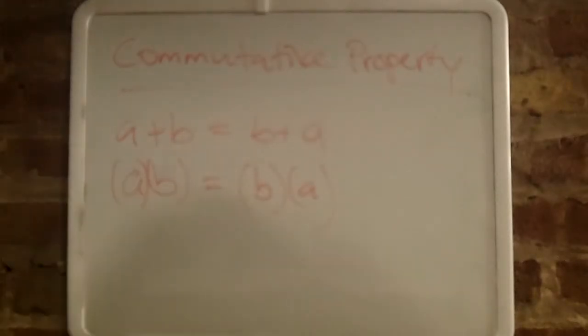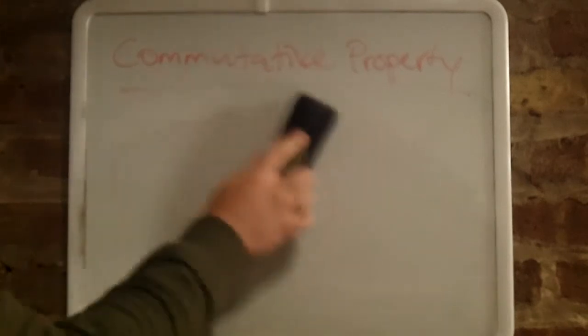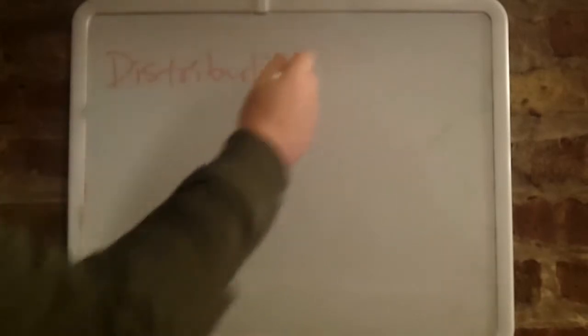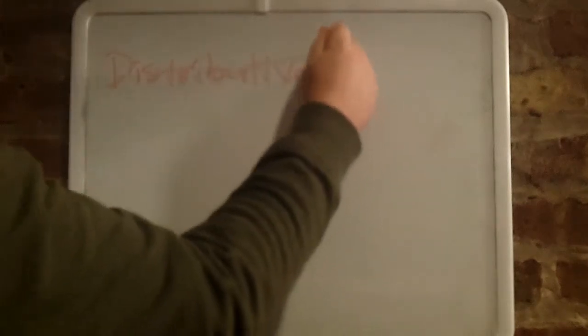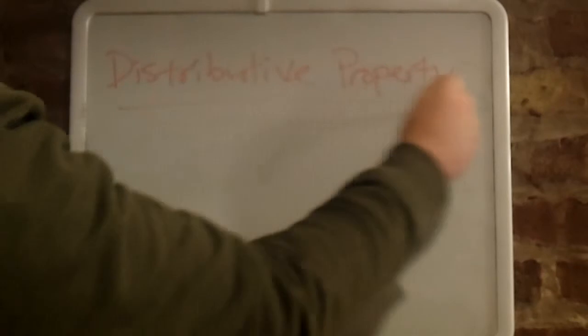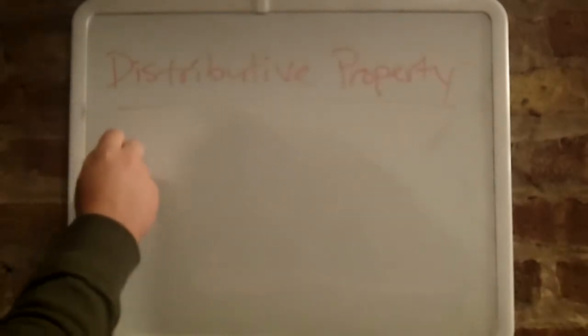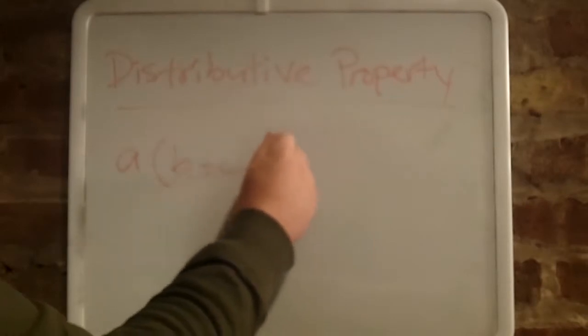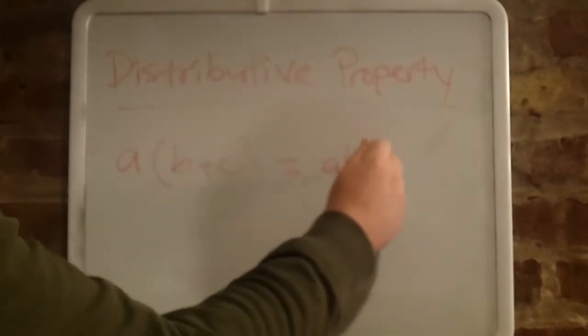The last, most important, and the last algebraic property is the distributive property. And this applies to multiplication of something in parentheses. And this one would say that a times (b plus c) is the same as a times b plus a times c.